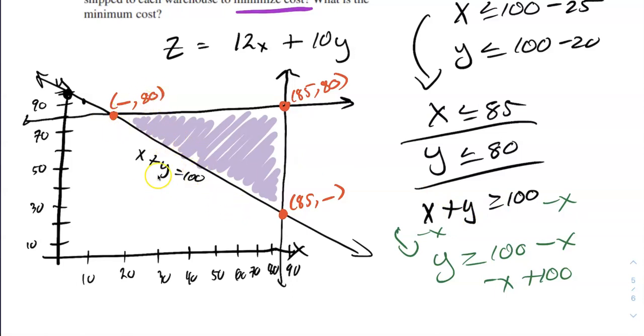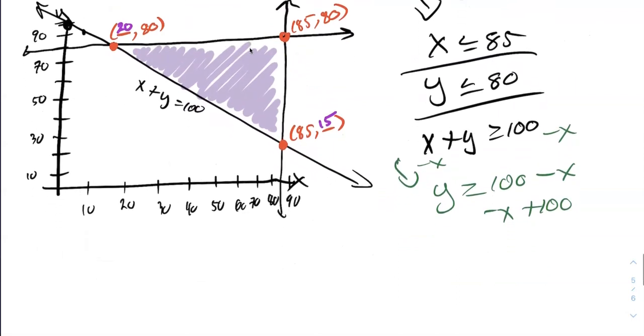So if I know Y is 80, I can plug it in, subtract 80 from both sides, and I get X is 20. Right? 20 plus 80 equals 100. Over here, I know X is 85, plug in 85, solve for Y, you get 15. So those are all my corner points. All I have to do now is plug all 3 of them into this equation and figure out what the minimum is. So let's find the min.